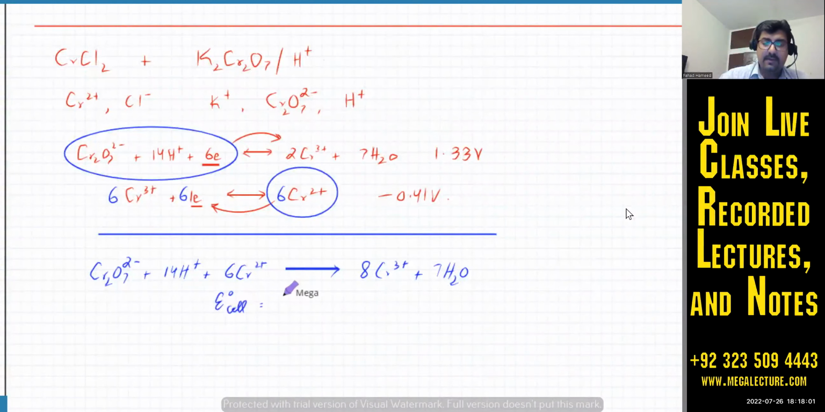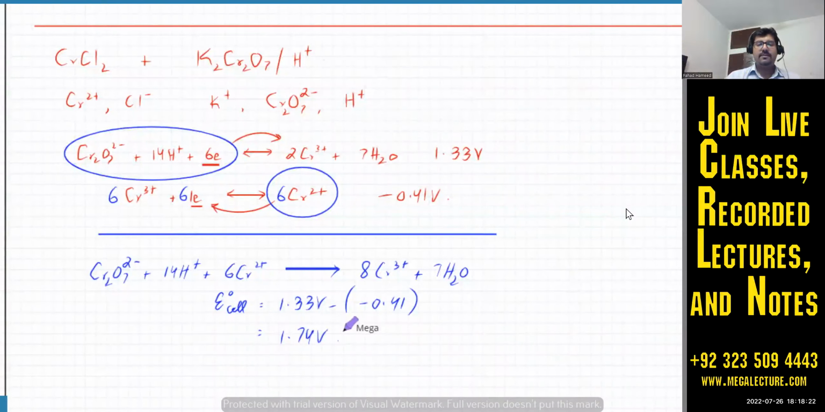And you can calculate the E naught cell. The E naught cell will be higher reduction potential minus lower reduction potential, so 1.33 minus minus 0.41. What does that come to? It's 1.74. Right, that's 1.74 volts. Is this one clear?